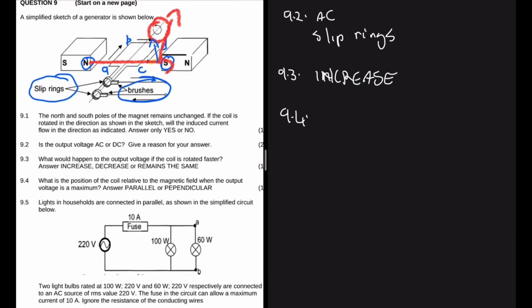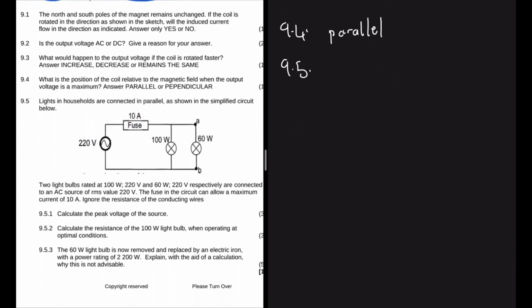9.4 says, what is the position of the coil relative to the magnetic field when the output voltage is a maximum? That position would be parallel, right? Because when it's perpendicular, that's when voltage is 0, and when it's parallel, the voltage is maximum. And then we can go to 9.5, which I've been waiting for this entire time.